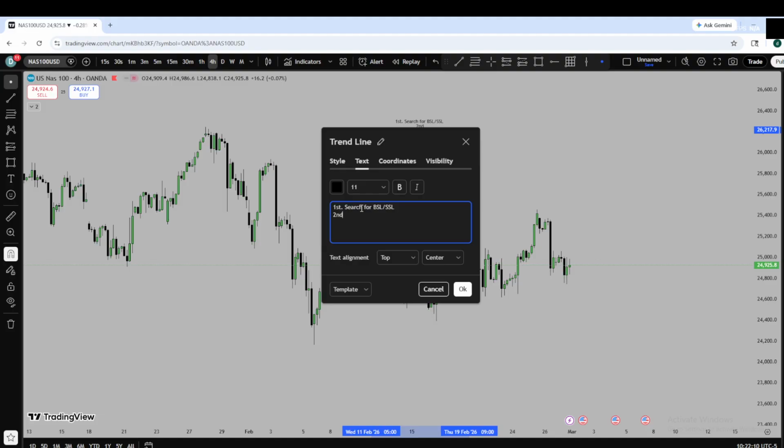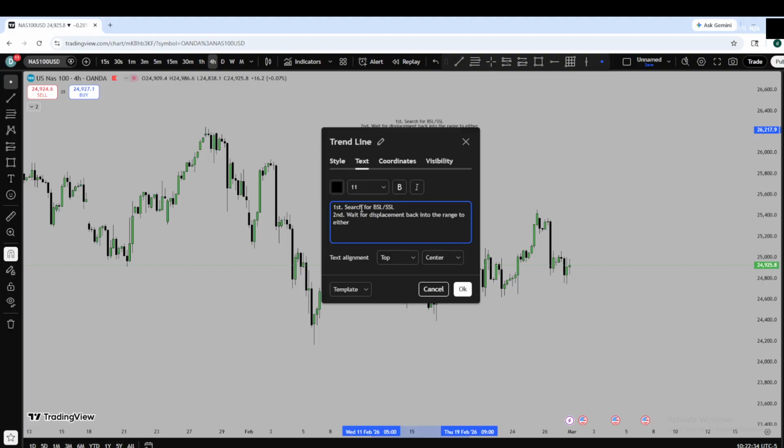Second, wait for displacement back into the range to either side. So it means to either side.